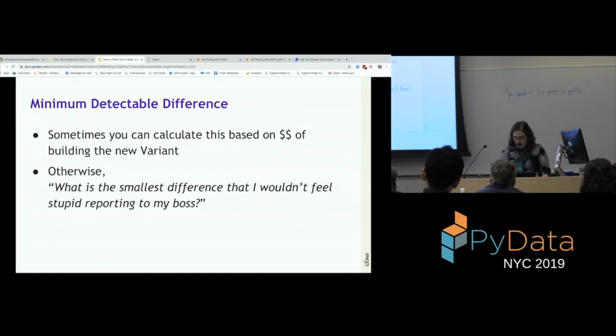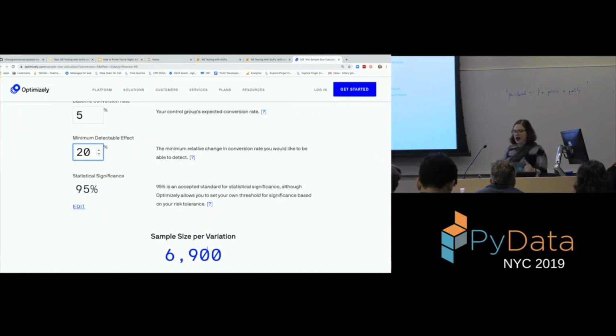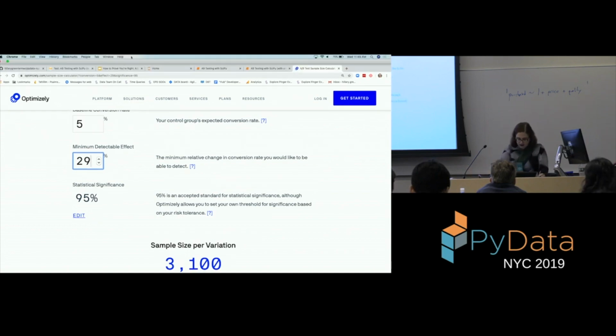The other thing that folks will often do is they'll work backwards. They'll say, I know that it's reasonable for me to have 3,000 in each sample. So you'll click around until you get this to be 3,000, and you'll say, okay, I know that I will be able to detect roughly a 30% difference. And I'm going to be comfortable knowing that when I get my results back, if I can't reject the null hypothesis, it's still possible that there is a less than 30% difference between the two variants. And if I do reject it, it is 30% or greater.